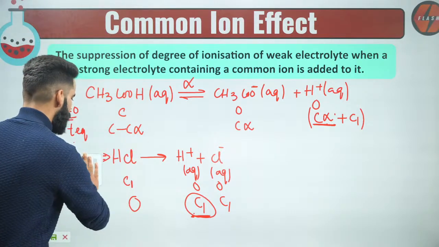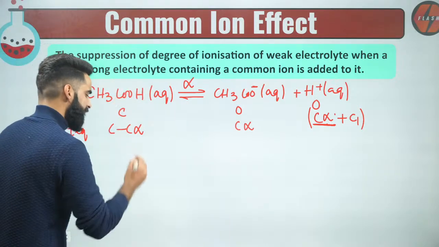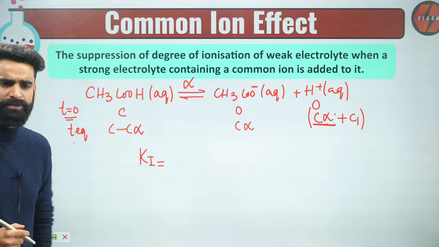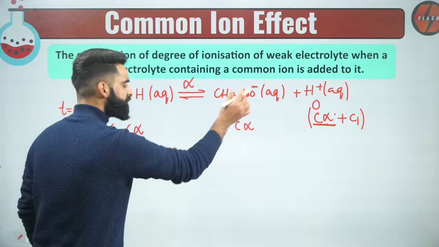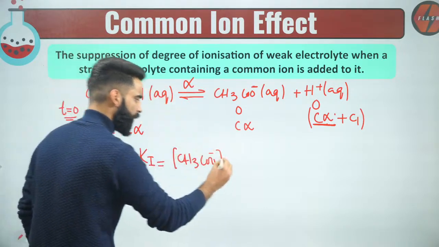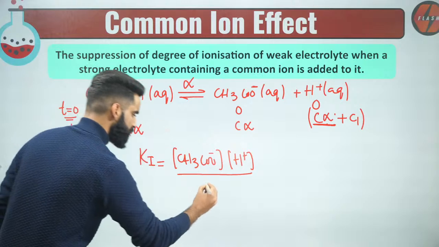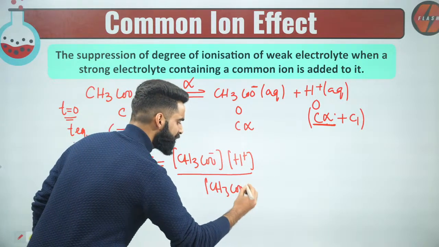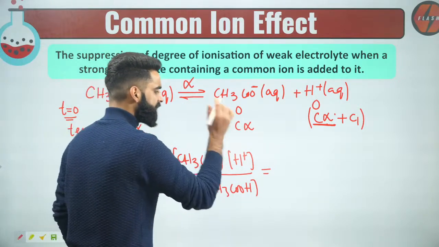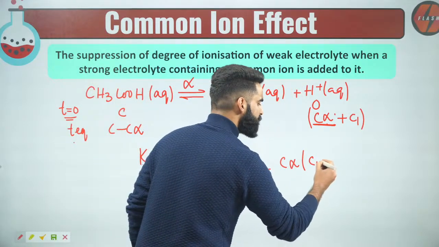Now, people, understand one important thing right here. I'm going to erase this part. See, this is a weak electrolyte. If I want to write the ionization constant for this weak electrolyte, can I do that? Absolutely. I will write the concentration of CH3COO negative raised to the stoichiometric coefficient 1, multiplied by the concentration of H positive raised to the stoichiometric coefficient 1, divided by the concentration of CH3COOH. The concentration of CH3COO negative right here is C alpha. What is the concentration of H positive? It is simply C1 plus C alpha.